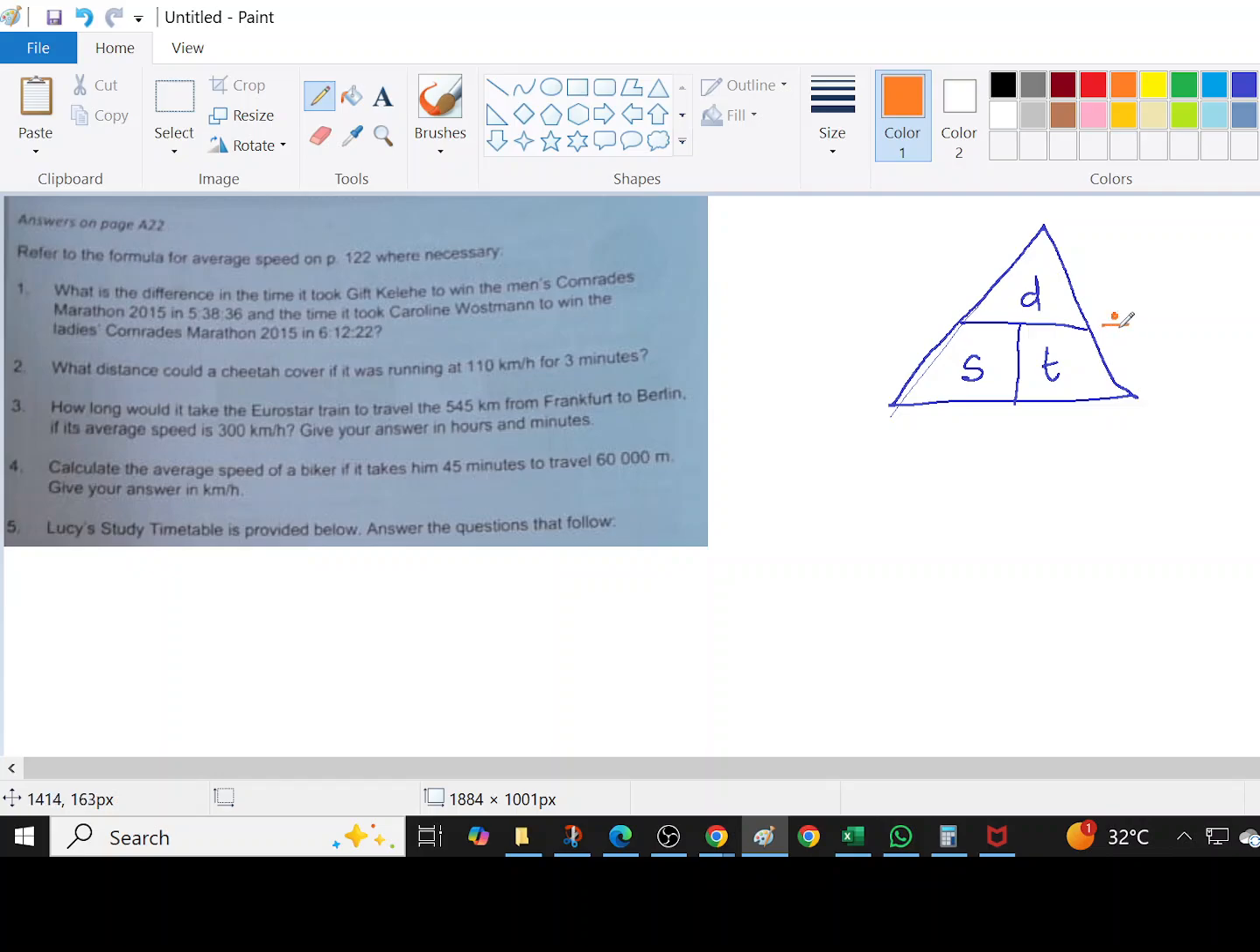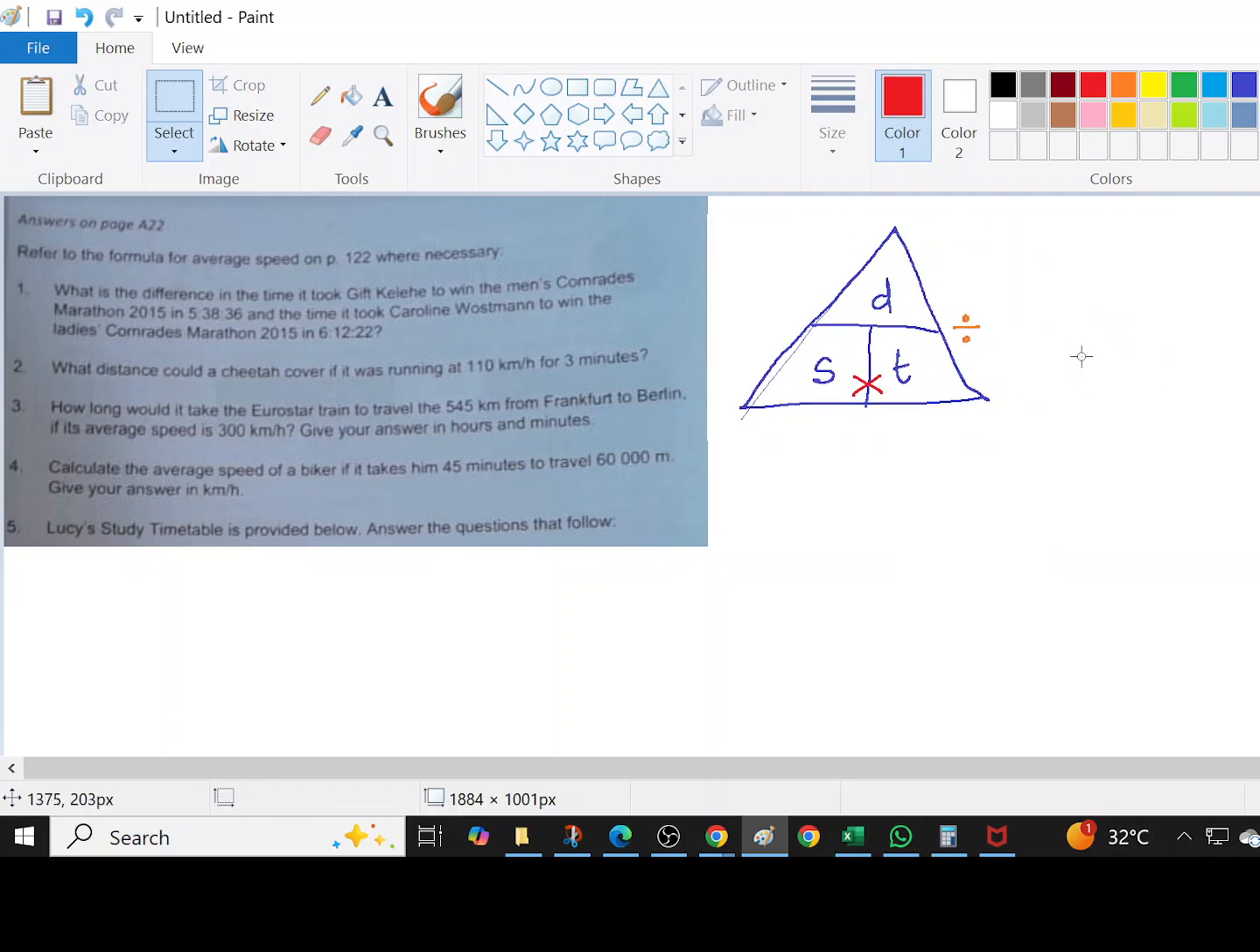This is a dividing line. This is a multiplication line. Now, why do I write it like that? You get different formulas, three different formulas to work out the different stuff. So this is what you're going to do. Let's work on distance first.